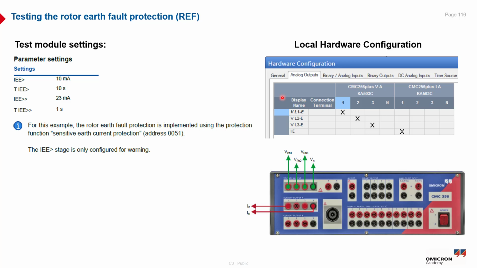And here is the local hardware configuration. We need 3 voltage outputs, which must be mapped as phase-neutral voltages, as you can see from the wiring diagram here, and we need only one current output from current system A, which is called L1, which is used as IE. The start and trip commands from the REF warning or REF trip must be mapped to the binary inputs of the CMC.